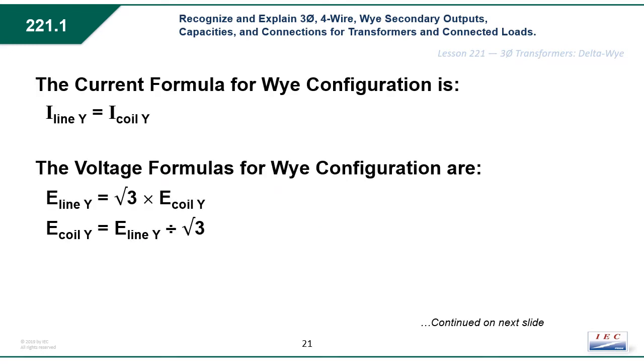Again, the formulas for you to make sure you have written down: I line of Y equals I coil of Y, and E line of Y equals the square root of 3 times E coil of Y, and then inversely with the other way around. Just make sure you have these formulas written down.